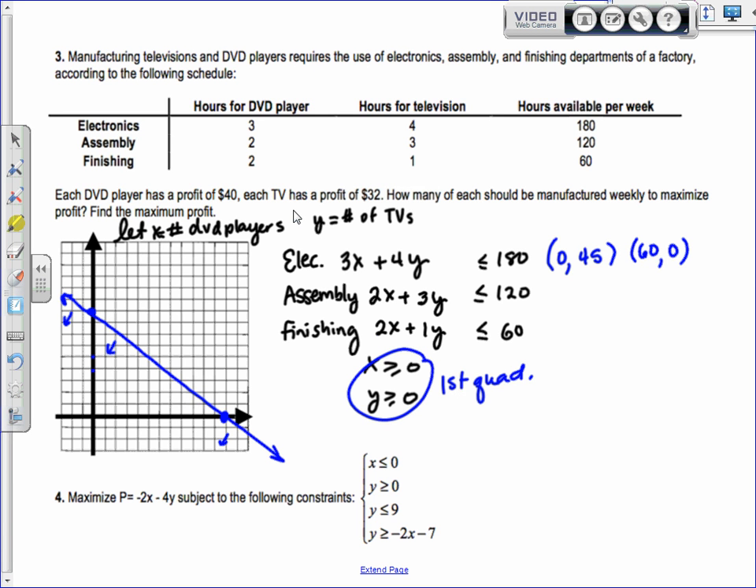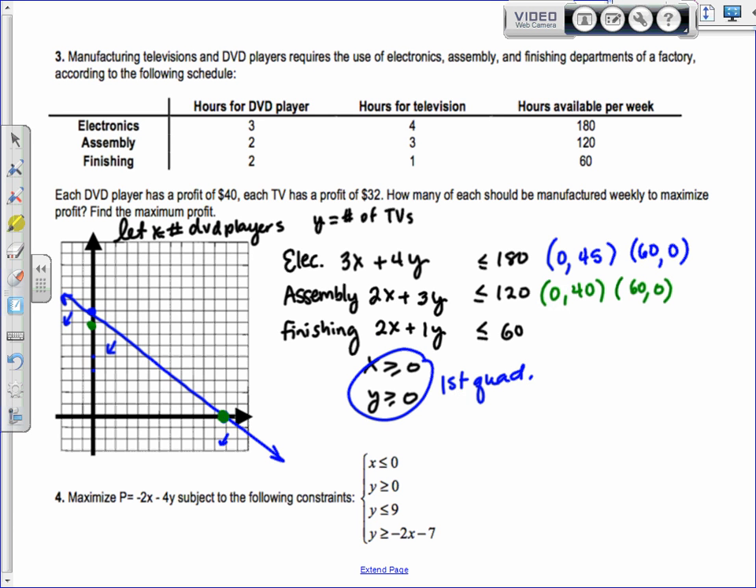Okay, so this next one. So I have 2x plus 3y is less than or equal to 120. So if I plug in 0 for x, I get 40 for y. If I plug in 0 for y, I get 2x equals 120. I get 60 for x. So it's the same x-intercept, but the y-intercept is slightly lower.